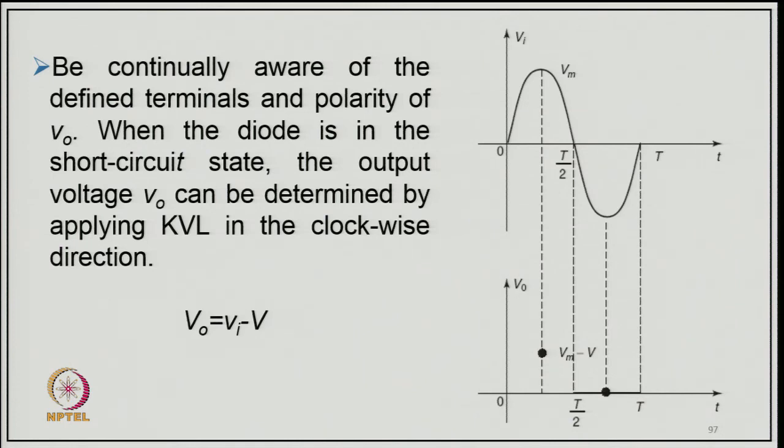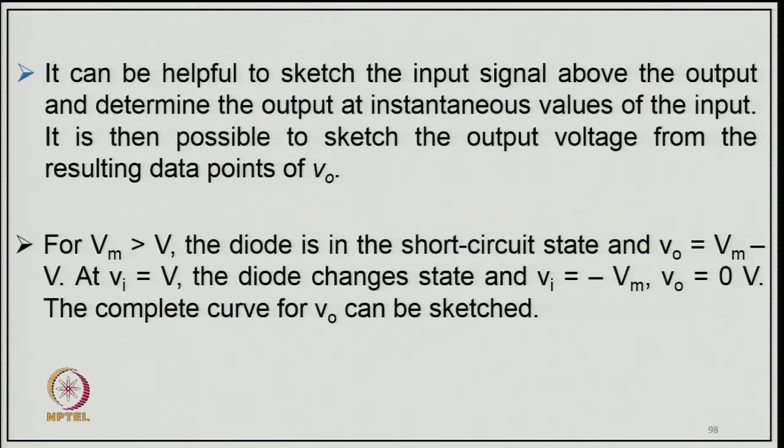So, you can see here, being continuously aware of the defined terminal and polarity of Vo, when the diode is in the short circuit state, the output voltage Vo can be determined by applying KVL in the clockwise direction. So, Vo will be equal to Vi minus V, here typically only in this region where Vi is more than V, and it goes typically up to minus V. It can be helpful to sketch the input signal above the output and determine the output at instantaneous values of the input, and then it is possible to sketch the output voltage from the resulting data points of Vo. So, for Vm greater than V, the diode is in the short circuit state and Vo equals Vm minus V, and at Vi equal to V, the diode changes state, from Vi equal to minus Vm and Vo equal to 0 volt, and the complete curve for Vo can be sketched.